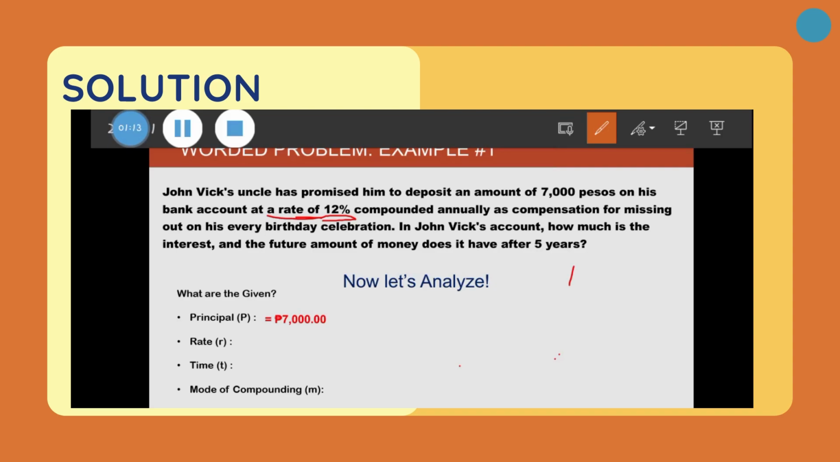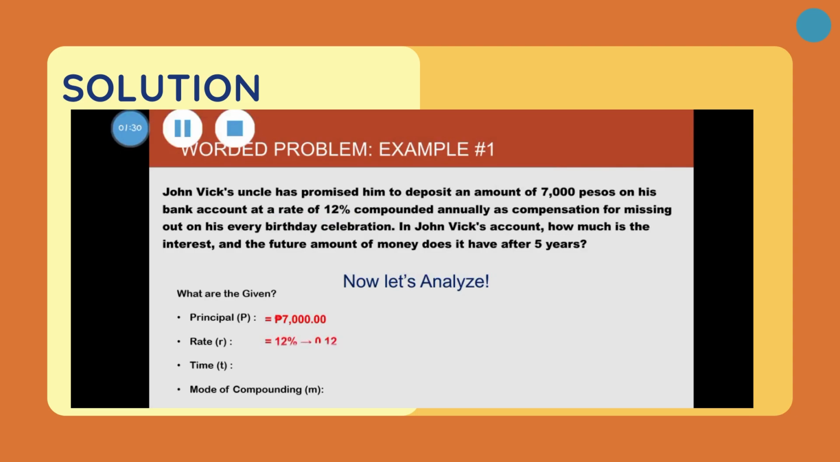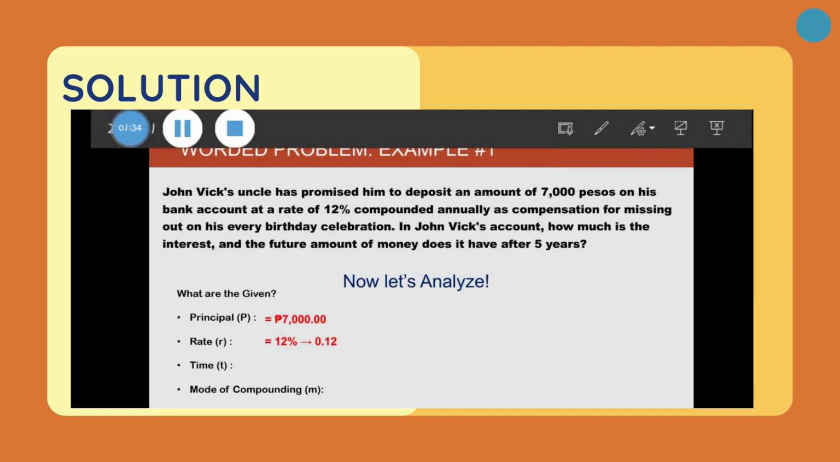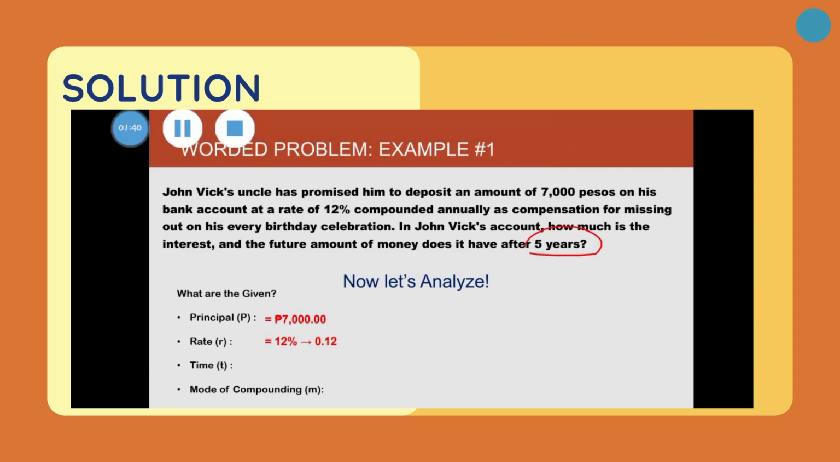So from 12%, we have to divide it by 100 or simply move the decimal point to the left. And there you have it. We get 0.12 from 12%. Now, our time here, as indicated in the problem, is 5 years.